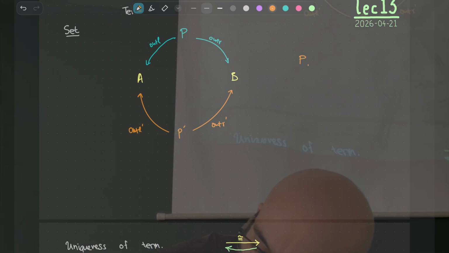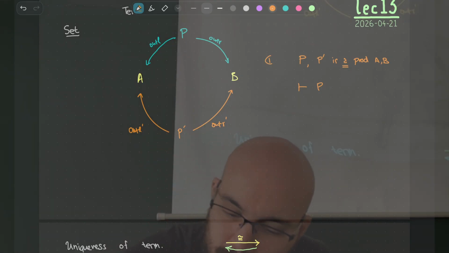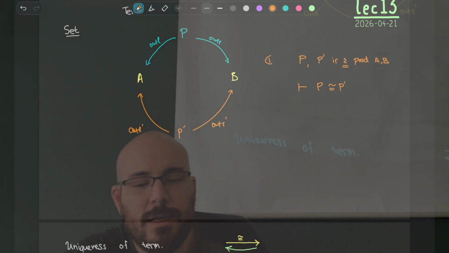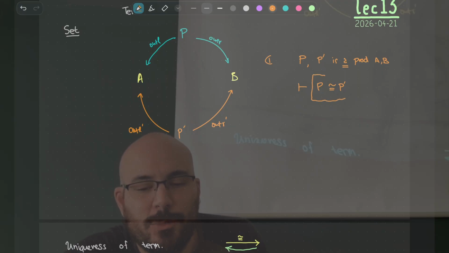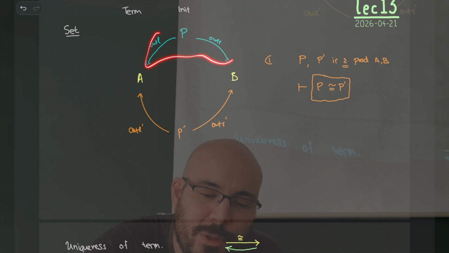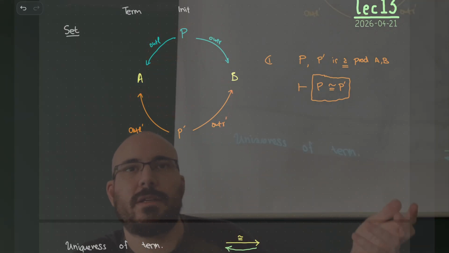So I do have P and P prime, each a product of A and B. I'm in a category C, and I want to prove that these things are isomorphic, but the question is, okay, what exactly does it mean to be isomorphic? Because I just said that it's not just the P's, right? It's this whole blue thing. Essentially, I want to say that the blue thing is in some way isomorphic to the orange thing, okay?